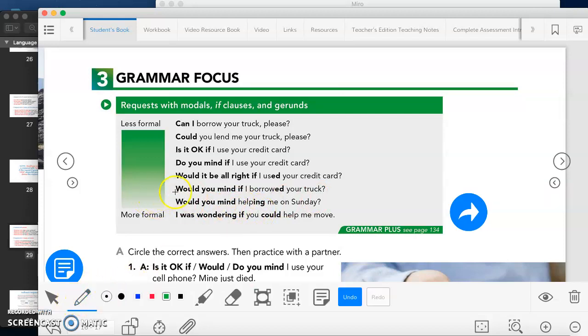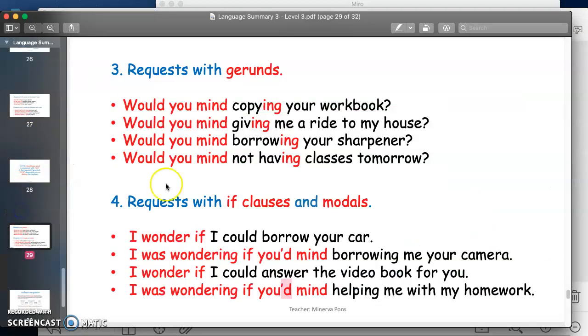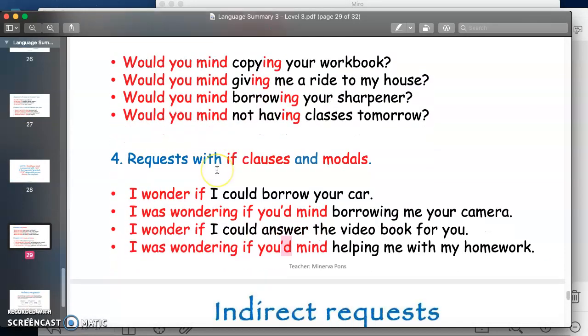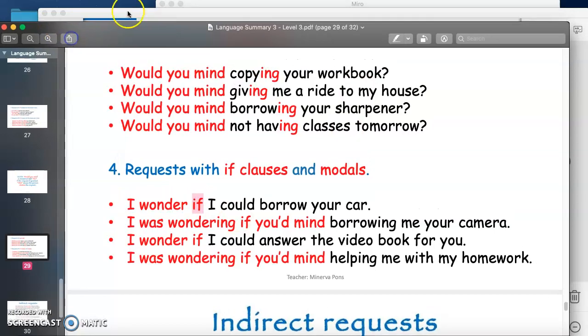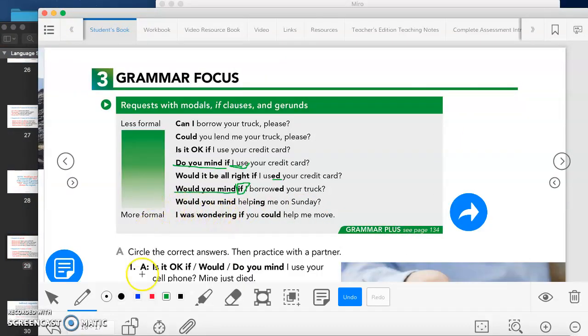So as you can see, if I say "would you mind," and after the "would you mind" I am using my if clause, or "do you mind if," I can use simple present, I can use simple past, according to what we can see in here. You can use modals, or also if you use "if" after "would you mind." But if you are using "would you mind" and you are not saying "if," then you need to use a gerund. Would you mind going? Would you mind helping? Would you mind staying?